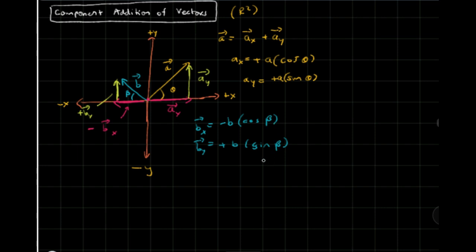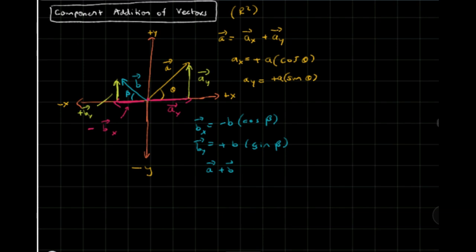Now the reason we looked at each of these components is if I wanted to add vector A plus vector B, if you're adding two vectors, you have to add up the x components and y components collectively, right?